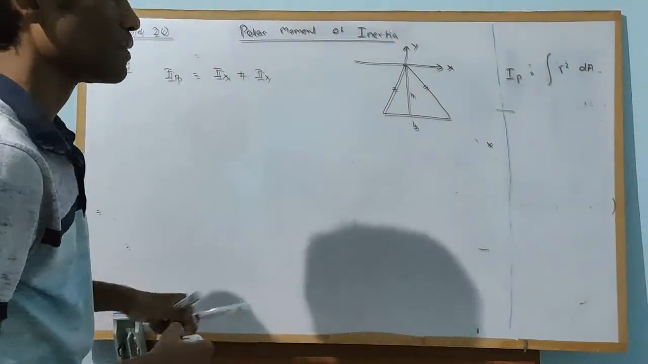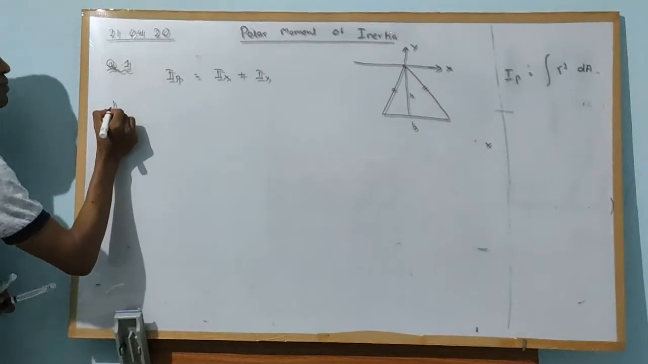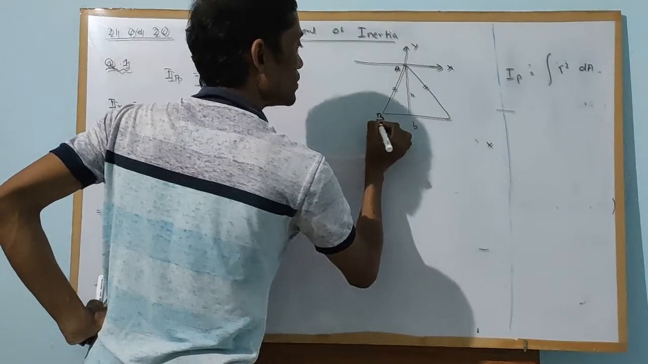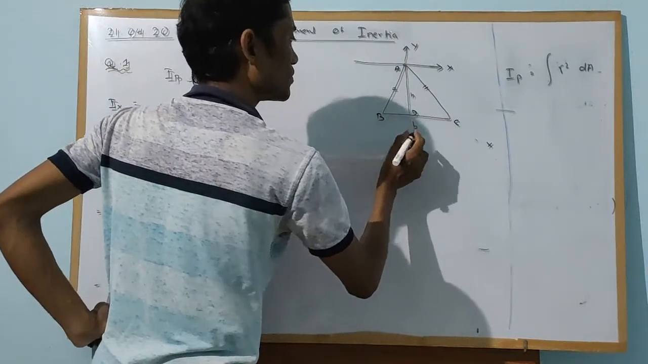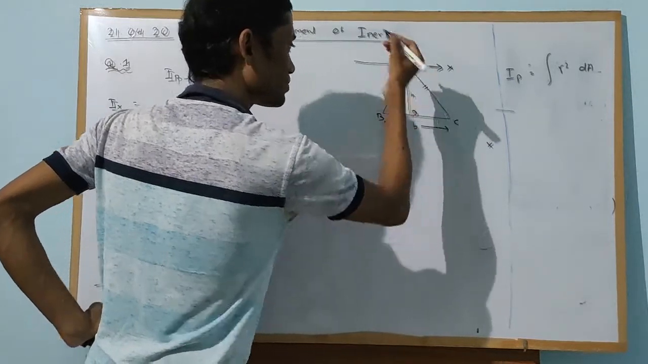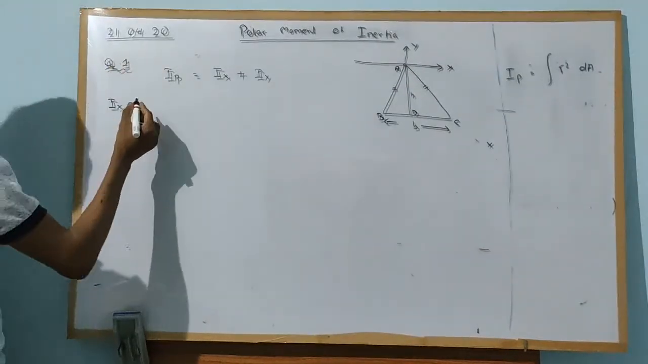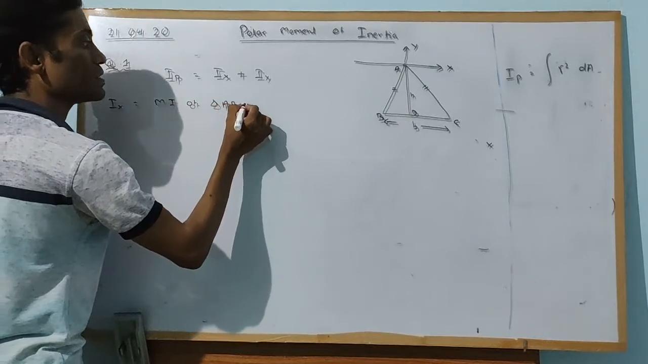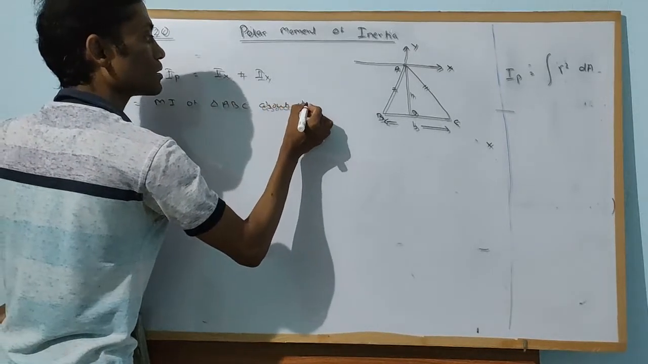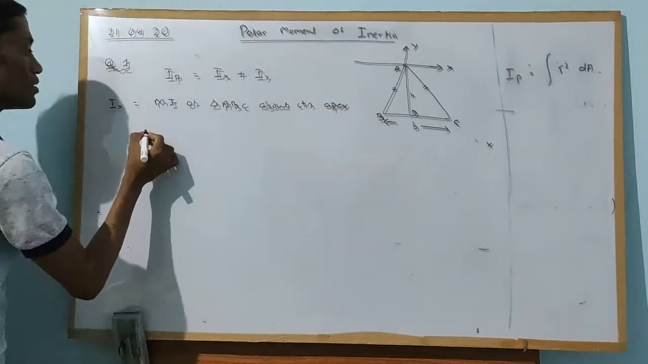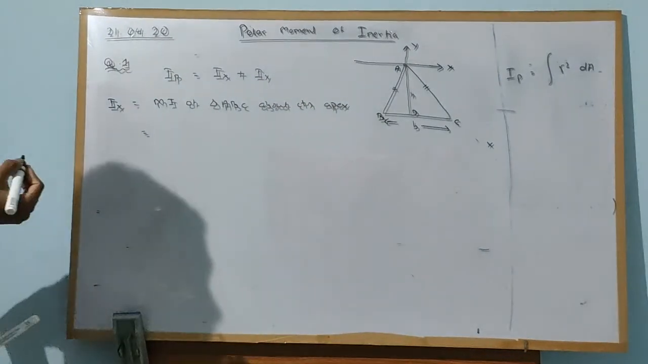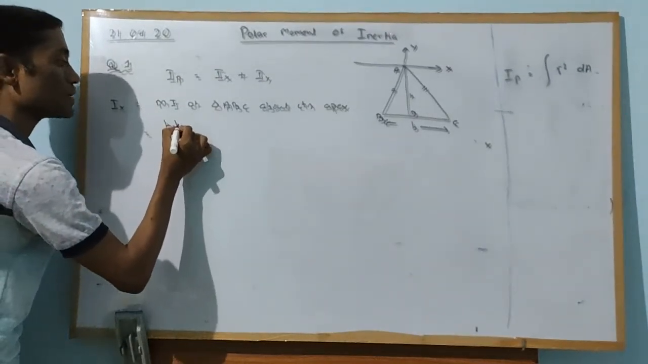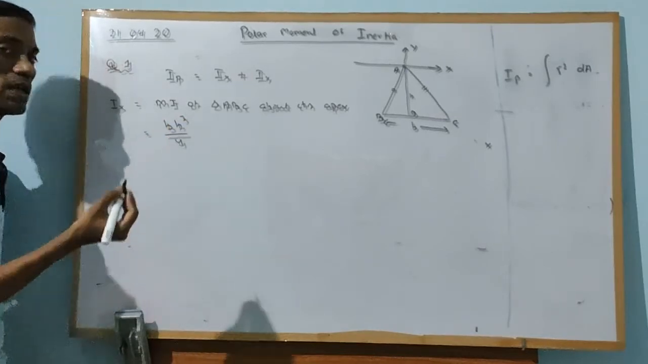Now we have to see what the values of Ix and Iy are. The triangle is A, B, C, and this point is, let's say, D. This side is B, this height is H. Ix is the moment of inertia of triangle ABC about its apex. Now I think you can follow the lecture note of class 1. The formula for this one is B H cube divided by 4. There we have derived it.